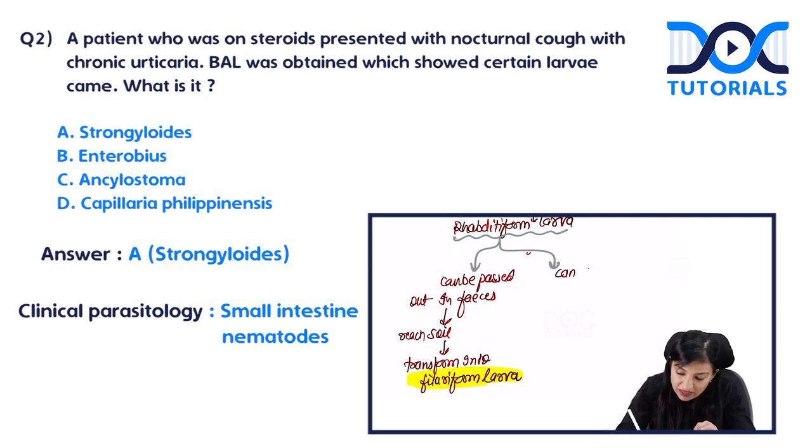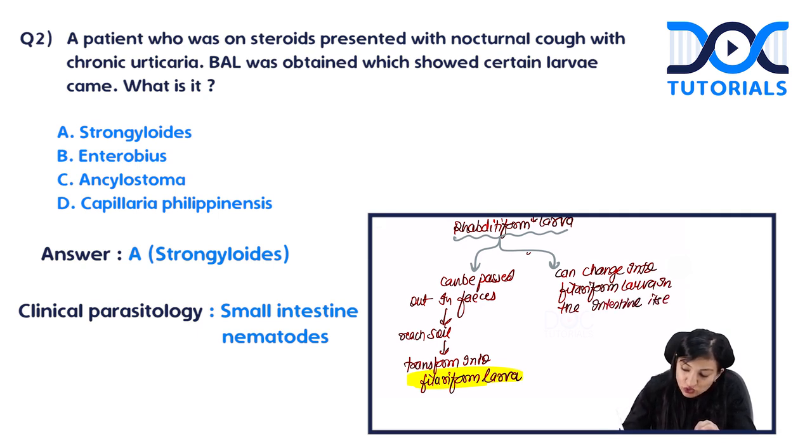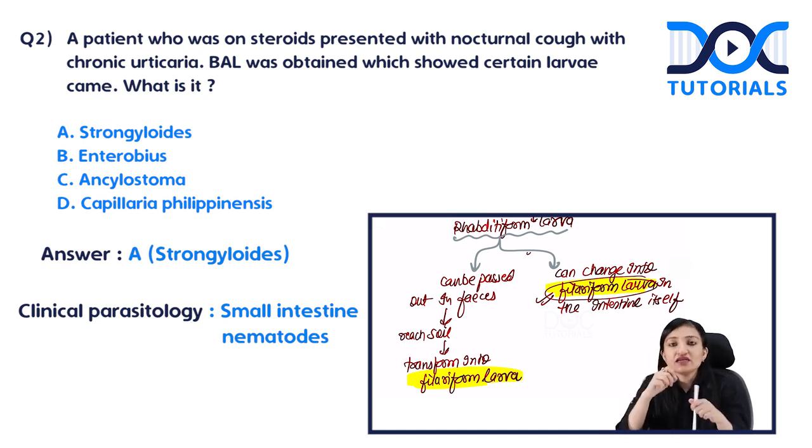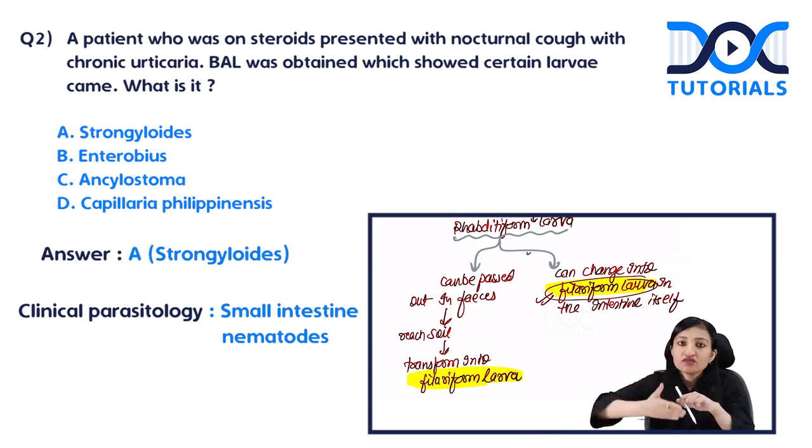Rhabditiform larva can change into the infective form, that is filariform larva, in the intestine itself. So you only think: when the infective form, that is filariform larva, is being formed in the intestine itself, can't it initiate the cycle again? In other words, can't it initiate auto infection in this person? This filariform larva can again penetrate the gut wall, manage to enter the venous circulation, and the entire story will be repeated.